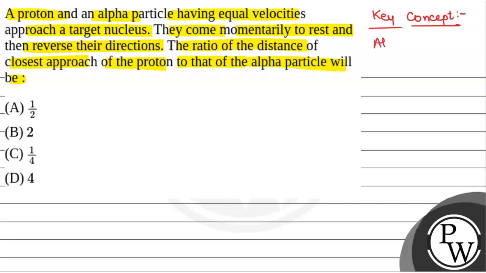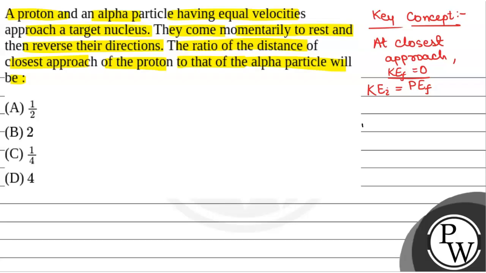at closest approach, all kinetic energy changes into potential energy. So KE initial is equal to PE final, and KE final is equal to 0 at distance of closest approach. Kinetic energy becomes 0, and initially potential energy was 0. So this is conservation of mechanical energy.